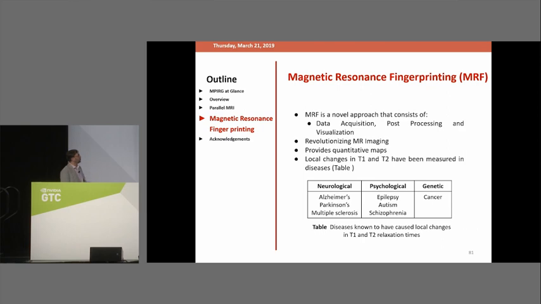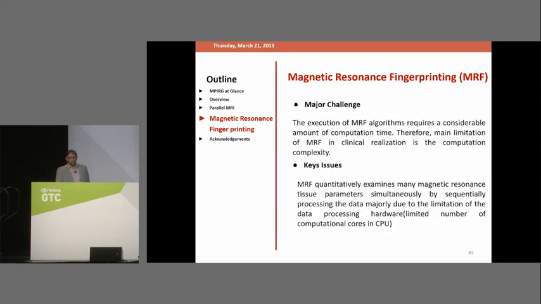It could be used in many applications, and people are really looking at a lot of applications for this. So what is the major challenge in MRF? The execution of MRF requires a considerable amount of computation time, because you have to perform pattern matching, you have to do dictionary development, which is a lot of computationally intensive process, and it takes hours and much long time conventionally.